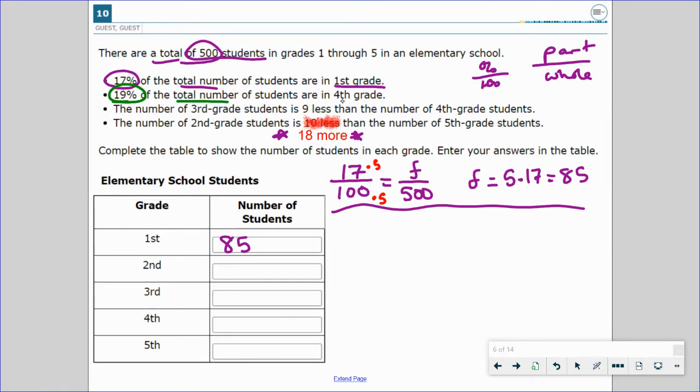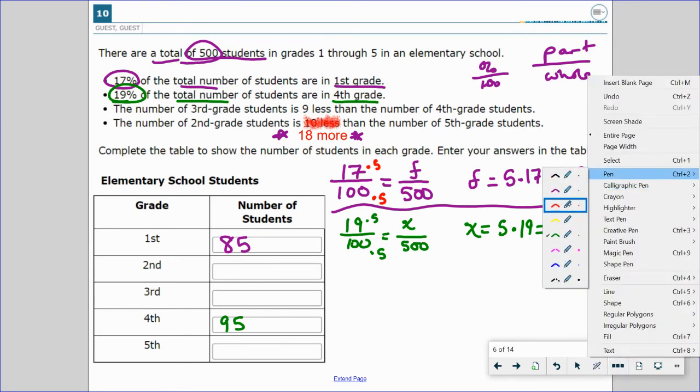19% of the total number of students are in 4th grade. There we go again, 19%. You can pause, move ahead of me if you want. I'm going to use X for 4th grade since I've already used F. Come on back if you want to. 100 times 5 again, 19 times 5. So the number of 4th graders is equal to 5 sets of 19, or 19 sets of 5, which I do believe is going to be 95 students. So now we know the number of 4th graders.